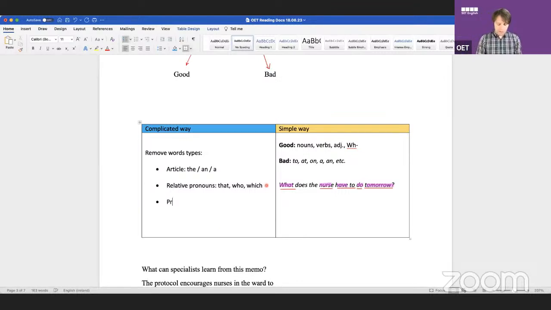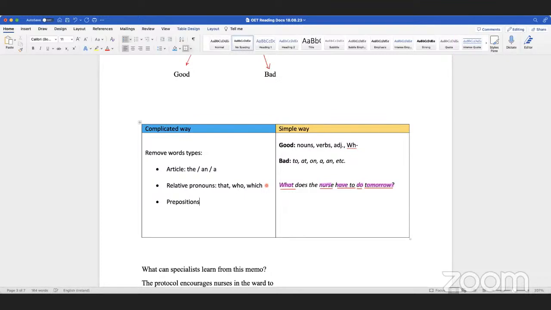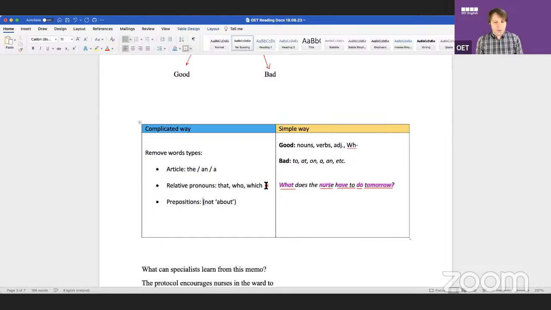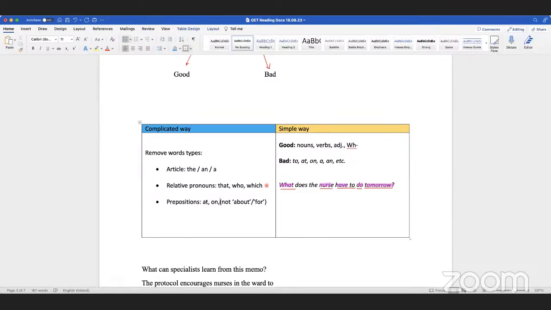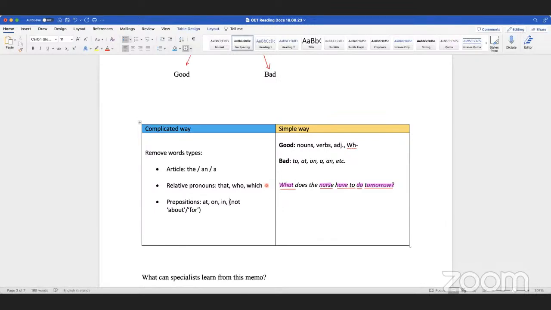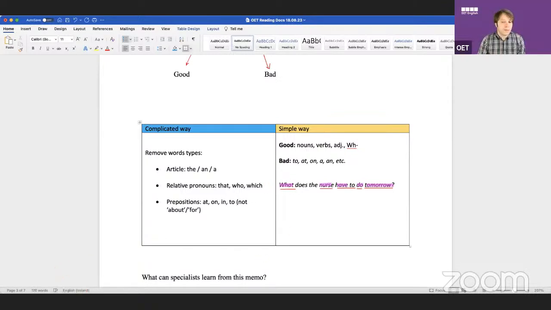Yes, prepositions. Now, Vandana, not all prepositions. For example, not about. About is useful. And also for. Often you need about and for. But things like at, guys, give me examples of prepositions. At, to, on, above. We can remove those safely when we're separating the wheat from the chaff, right?